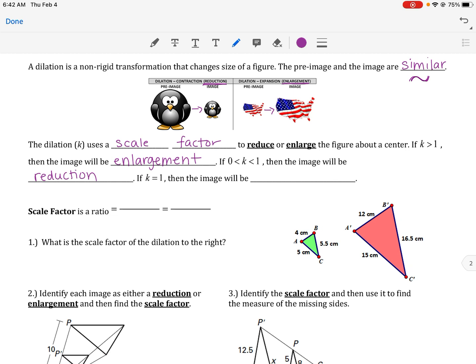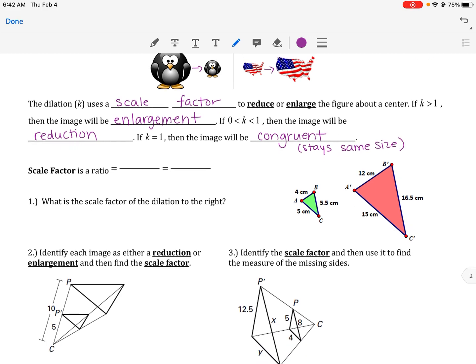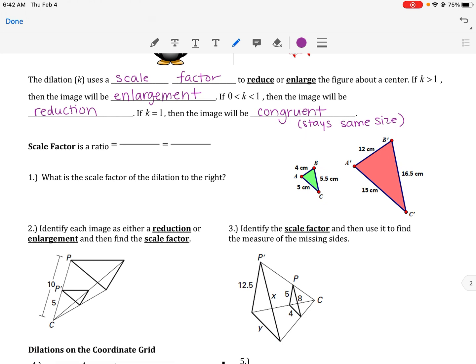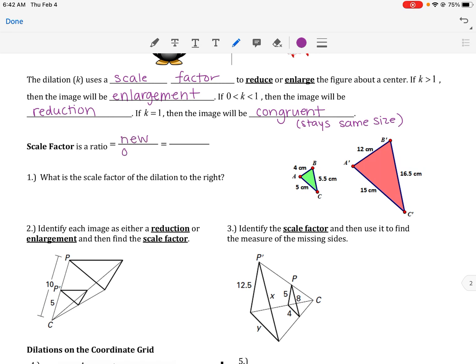If K equals 1, then the image will be congruent. So it's not going to change shape or size, right? It stays the same size. Okay. So as we think about the scale factor, it is a ratio. And this ratio I usually think about is the new over the old. You can think about it as the image over the pre-image. So what you end with over what you start with.